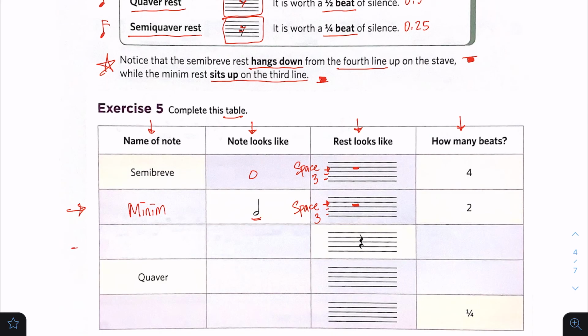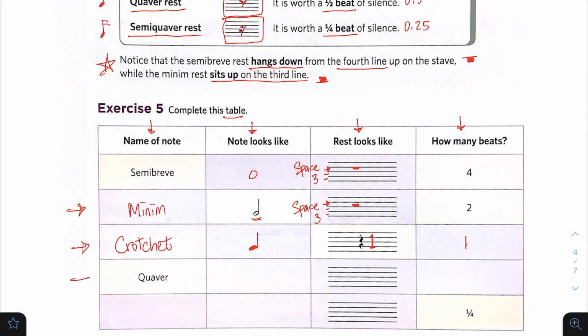So next, name of note is missing. Note looks like it's missing, but the rest looks like this, which if you remember, looks quite vertical, right? So this is a 1 beat. 1 beat is crotchet, and the crotchet note looks like this, a shaded note with a stem.